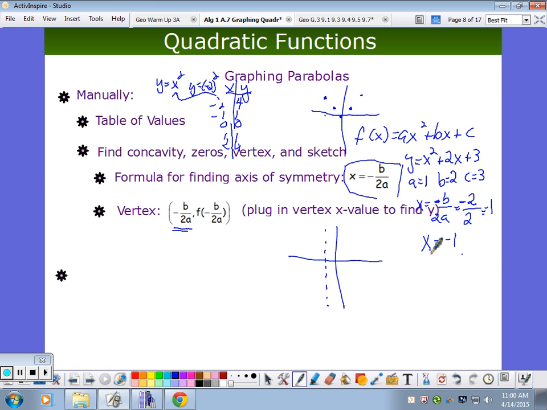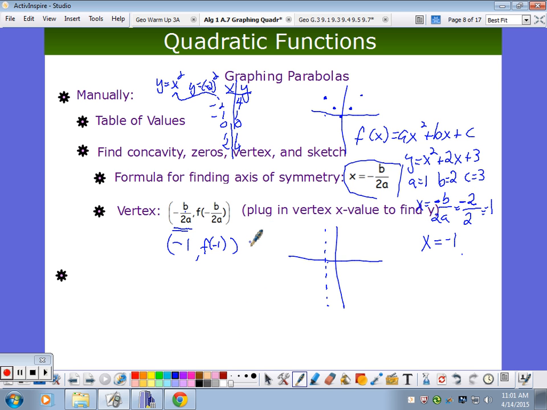Negative 1. It's always on the axis of symmetry. So whatever value you get here, that's the x value of the vertex. Say it's negative 1 in this example. How do I find its y value? What does f of x notation mean? This says f of negative 1. What does that mean?